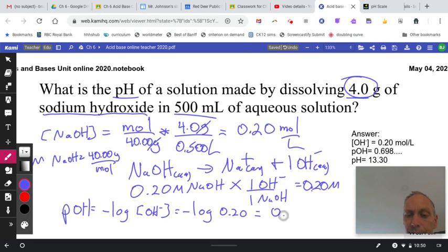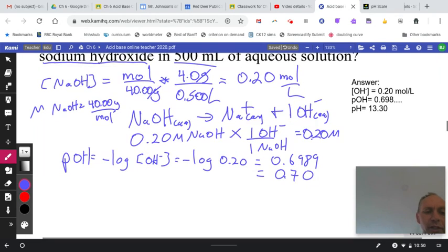0.6989. And it's going to be 2 decimal places, so 0.70 for sig digs. Okay, so that's pOH, but the question asks us for pH. This is why base problems are hard. You have that extra step.